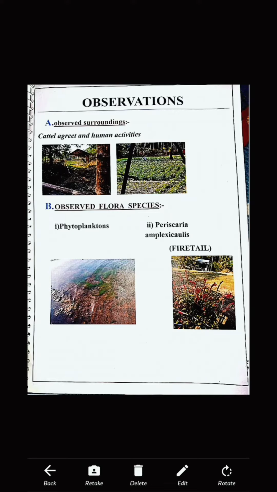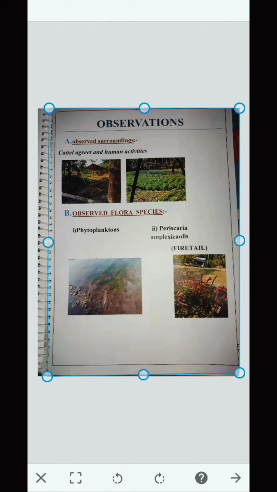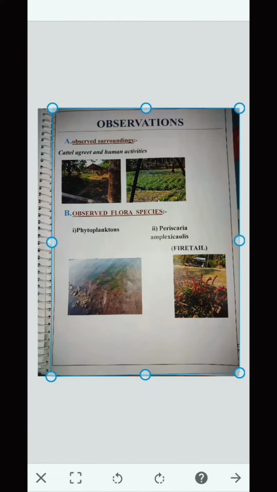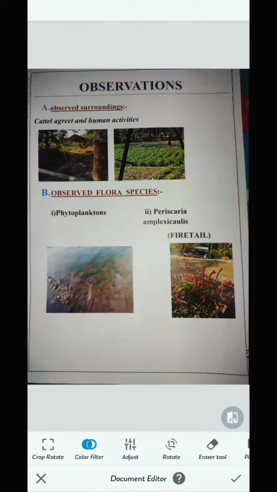So here it is. If we want to edit it, we may edit it by tapping on the edit option in the down, and here comes our raw picture. So if we want to take the entire space, we can adjust it accordingly, but if we are okay with it, we can simply tap next or the arrow option, and here it is.